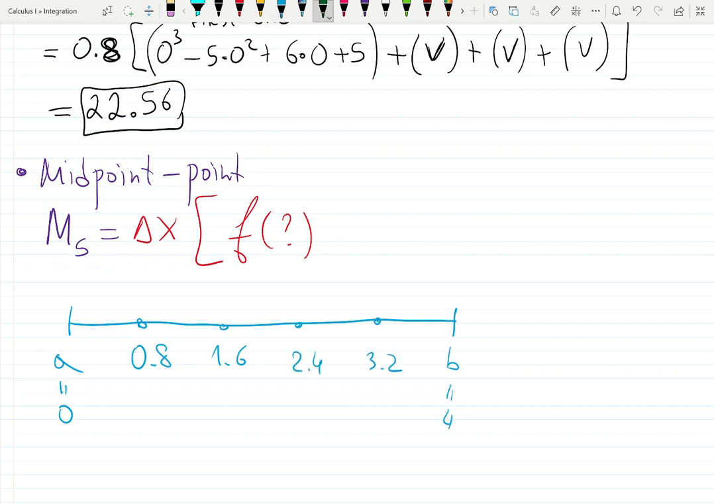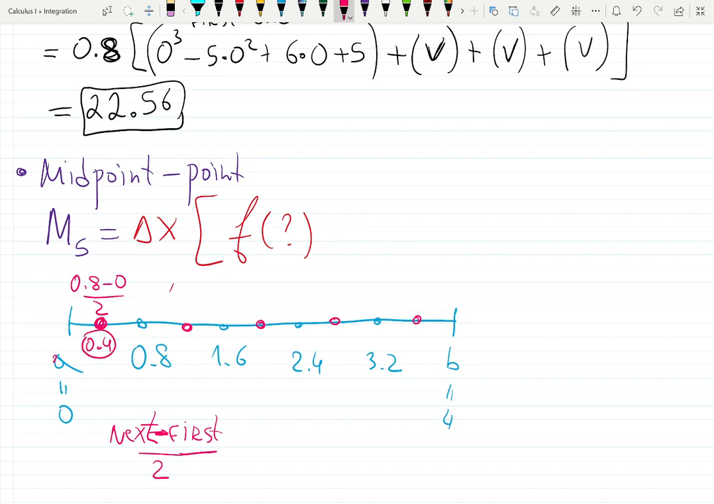And then you have to find the midpoints. You have to find these points and plug them in instead. There will be 5 points. So what is this point? This point is 0.8 minus 0 over 2. It's always b minus a over 2, right? But not this b. It's always next minus first or previous, over 2. That's the formula. So the first midpoint will be 0.4.